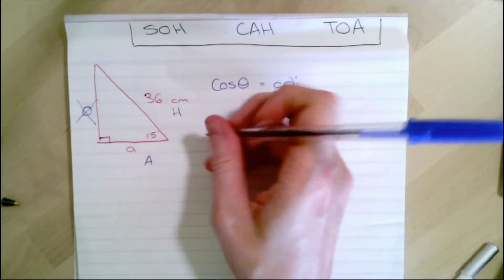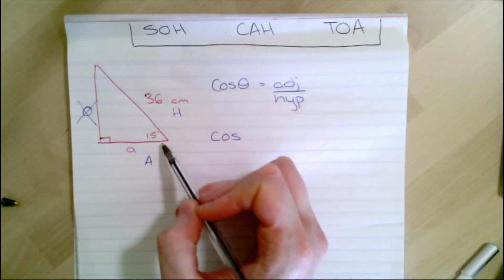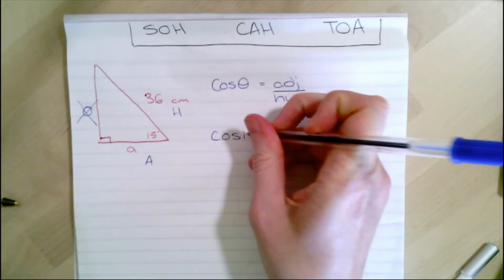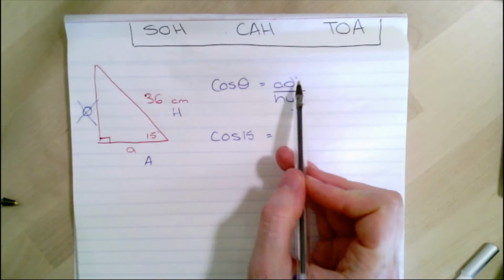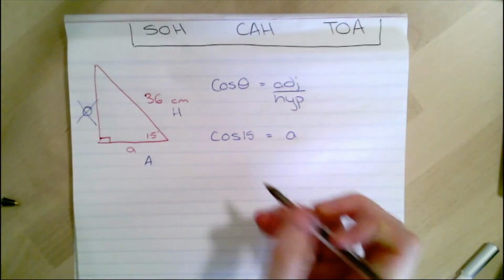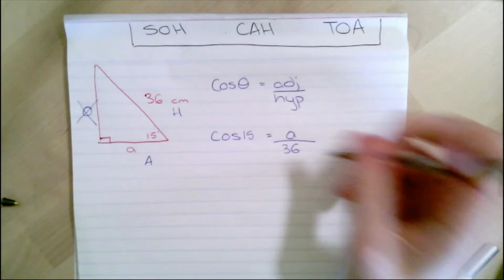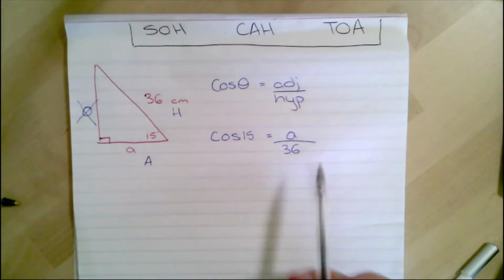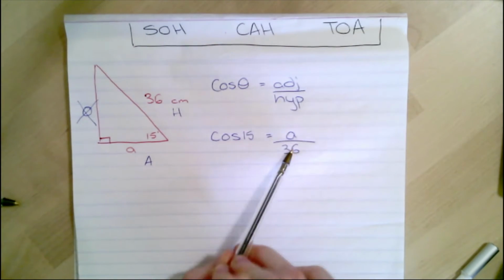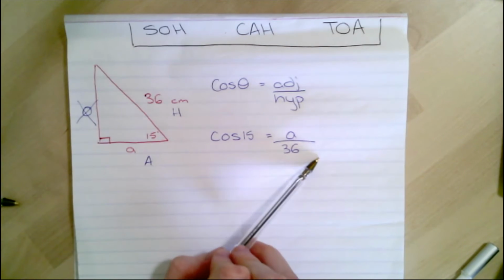So what I do is I write cos, but because I don't have a theta symbol in this question, I've got the number here of how many degrees this angle is. So that's what I'm going to be writing instead. So cos 15 is equal to whatever my adjacent value is. So my adjacent is A, so I'm just going to put A. And then whatever my hypotenuse value is, so that's 36. Cool. All right, so that's our first step done. So I've written that cos 15 is equal to A over 36 because my adjacent side was A and my hypotenuse was 36.